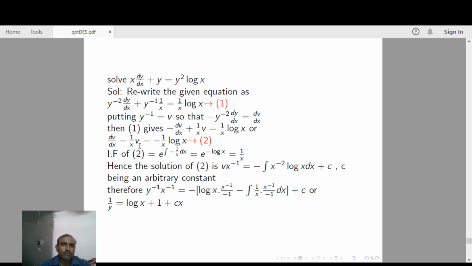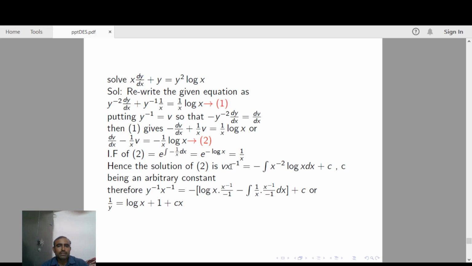So here p = -1/x, q = -(1/x) log x. So find the integrating factor of 2, we get e^(integral of -1/x dx), so e^(-log x), so e^((log x)^(-1)), that is we get 1/x. The solution of 2 is v x^(-1) = -integral x^(-2) log x dx. Find the integral of this value.